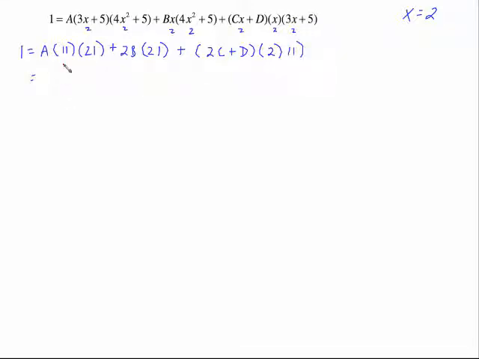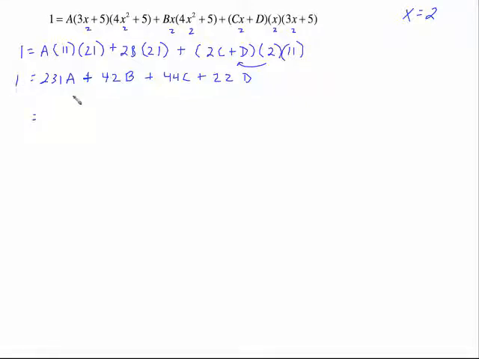So arithmetic here, 11 times 21 is 231a. 2 times 21 times b, this is a plus sign, is 42b. And then here, I did 2 times 11 is 22, and then I distributed 22 through here. So 22 times 2c is 44c. 22 times d is 22d. And this is still equal to 1.